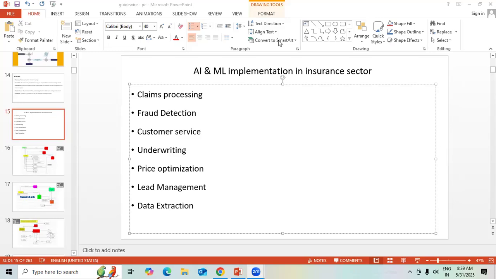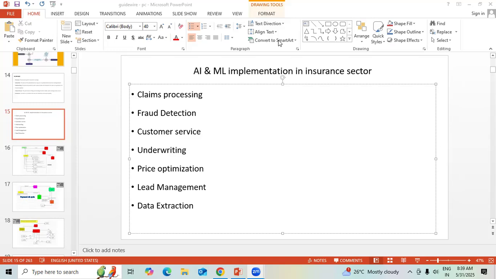We are using different tools, of course, like TensorFlow and PyTorch. There are many other tools as well that I'm going to discuss in coming days. Due to the implementation of these, the time spent on claim processing is reduced. At the same time, it also improves customer experience, and all that.